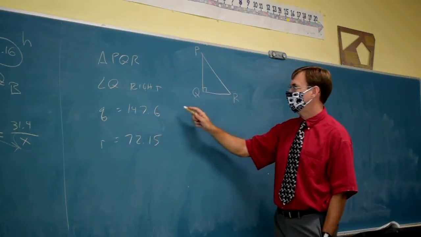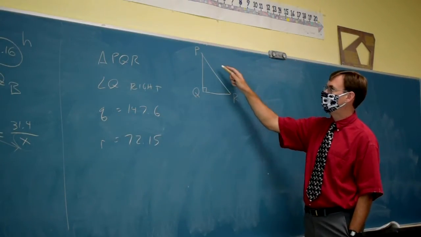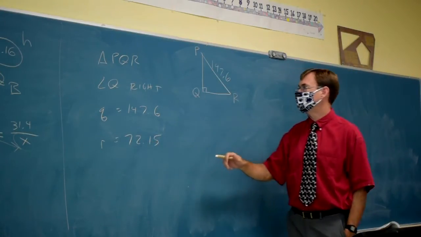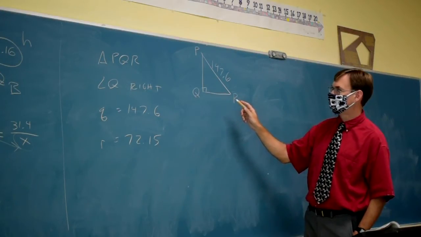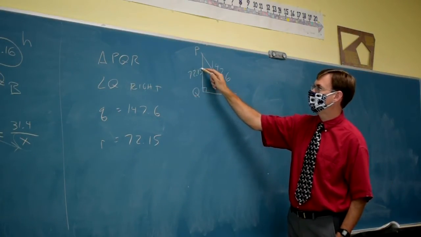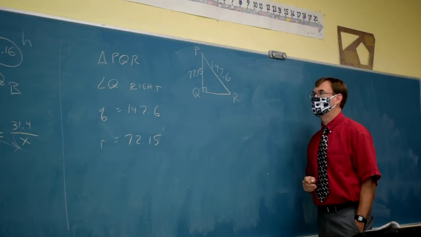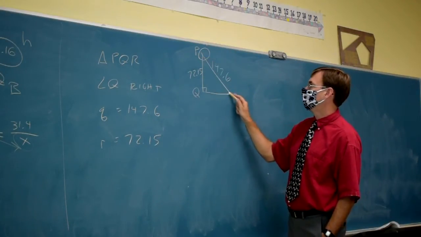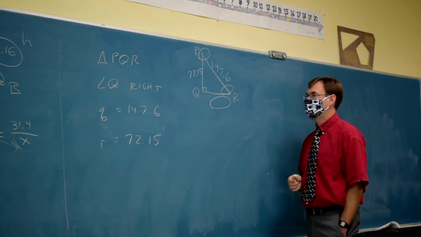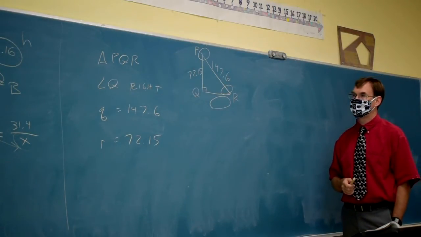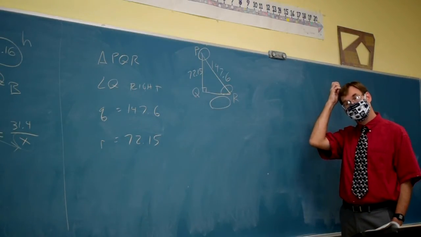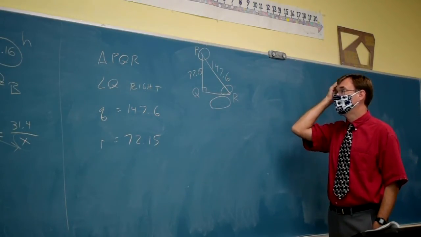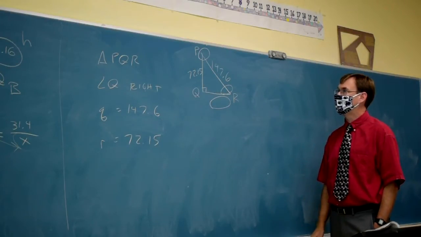Side Q to be 147 is which one? Hypotenuse. Side R is 72.15. It's across from the R. What we'd like to know is the angle at the top, the angle at the bottom, and also the missing side. And you can use any combination of geometry and trig. Anybody have a suggestion? Something that we could get?